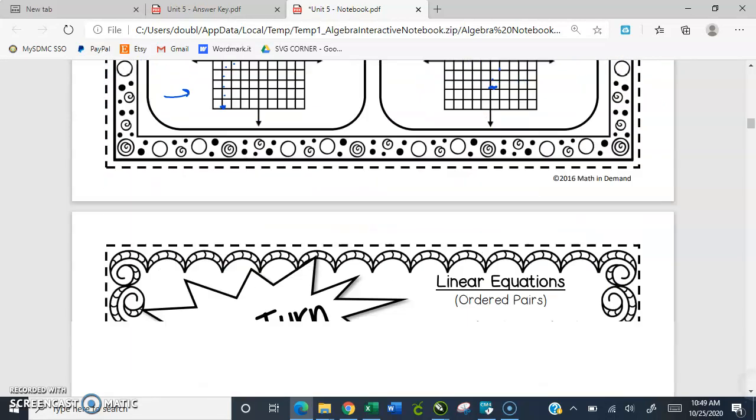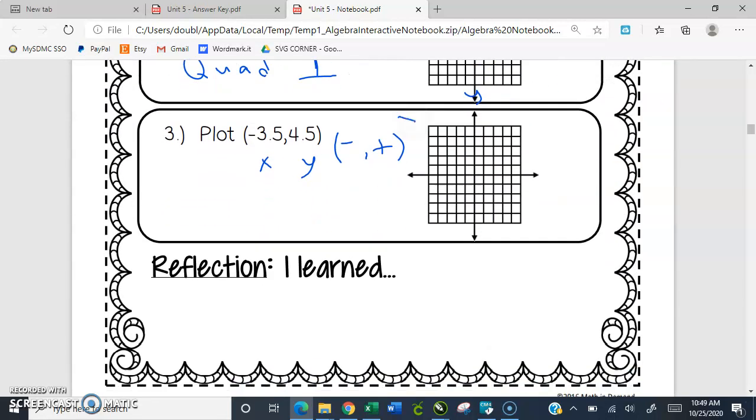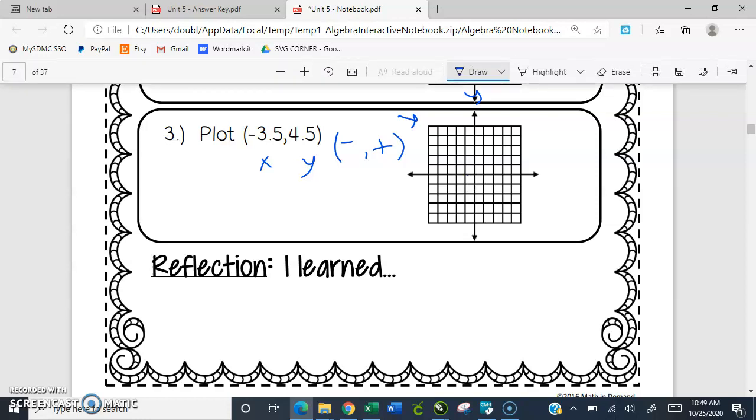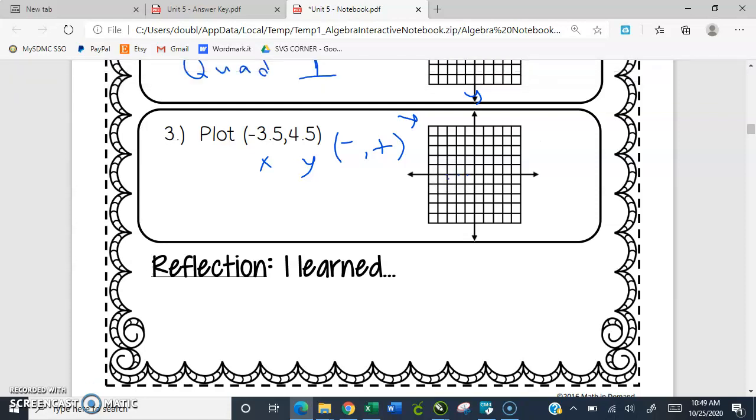So you know we're going to be graphing up here, and it says negative 3.5. So we want to go over 3 in the half spots, because that 0.5 means half. So 1, 2, 3. We want to go right in the middle of it. Then it says up 4 and a half. Okay, so we go 1, 2, 3, 4 and a half. So our point should be somewhere there.